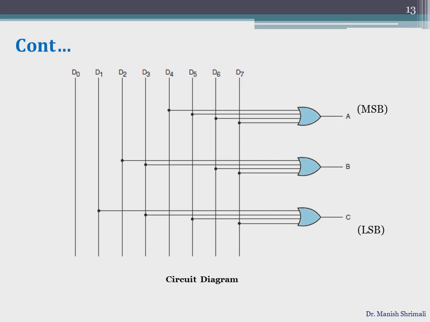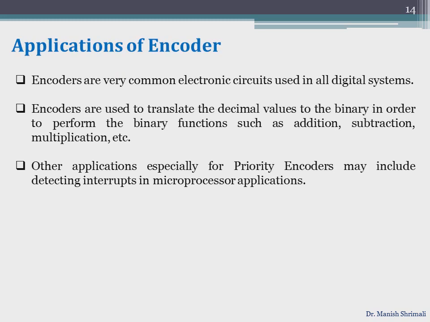Next, the applications of encoders. These are very common electronic circuits which are used in all digital systems, and are used to translate decimal values to binary in order to perform binary functions such as addition, subtraction, multiplication, etc. Other applications, especially for priority encoders, may include detecting interrupts in microprocessor applications.